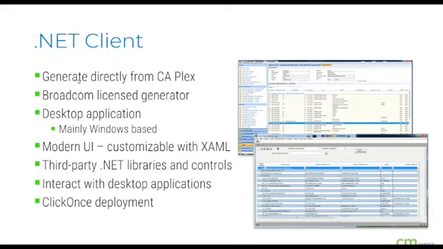The .NET client, you can generate directly from CA Plex. So this requires a Broadcom generator license. You just take your existing WinC application, change the configuration, and you can generate for that. So it's mainly for desktop applications.